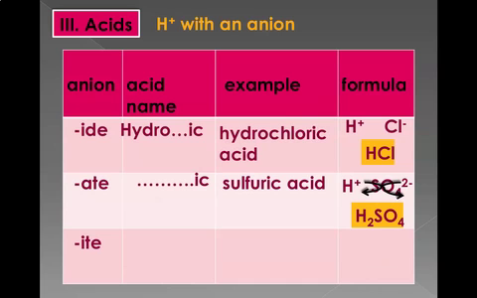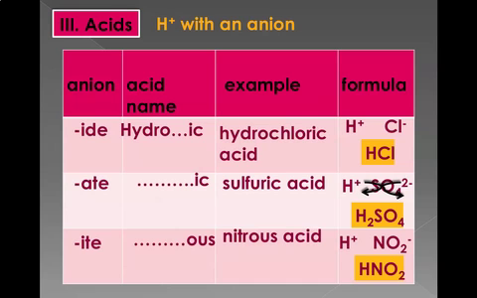If it ends in "ite," like sulfite, it's going to end in "ous." So here nitrite becomes nitrous. Again, you're going to write your ions and balance out your charges. It's a +1 and a -1, so we don't need to cross over. We can just rewrite it, HNO2.